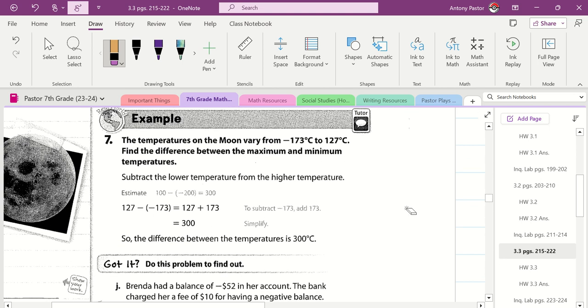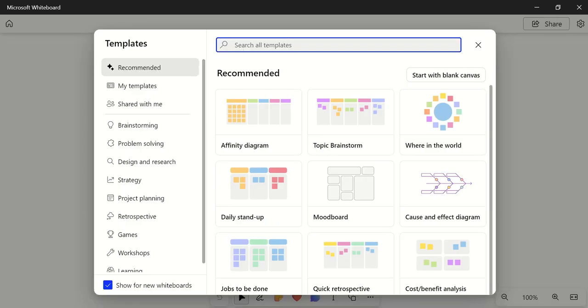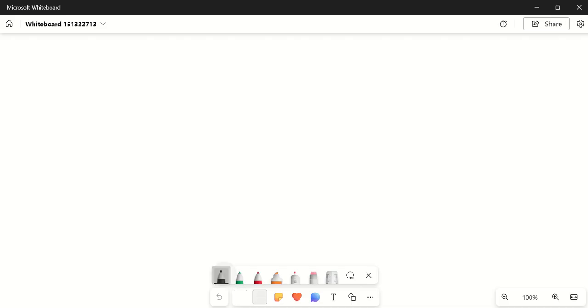And our example question. The temperatures on the moon vary from negative 173 degrees Celsius to 127 degrees Celsius. This is positive. Find the difference between the maximum and the minimum temperatures. Basically what this is asking is how far between the two does this go? So in our number line, let's go ahead and do a new whiteboard. Start with a blank canvas.